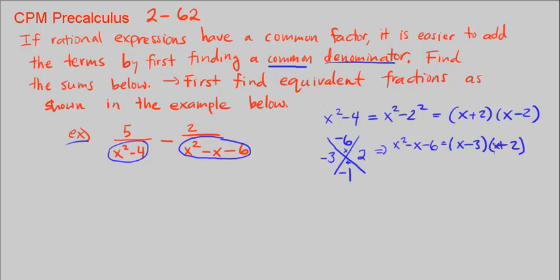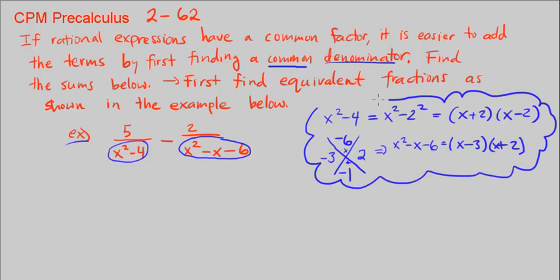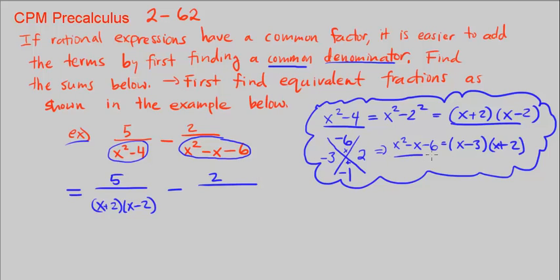So this is just a side note, I'm going to put it in a little cloud or a bubble. In this example, 5 over x squared minus 4 is equal to 5 over x plus 2 times x minus 2. And I'm just pulling that from here, minus 2 over, and this is equivalent to, instead of x squared minus x minus 6, x minus 3 times x plus 2.